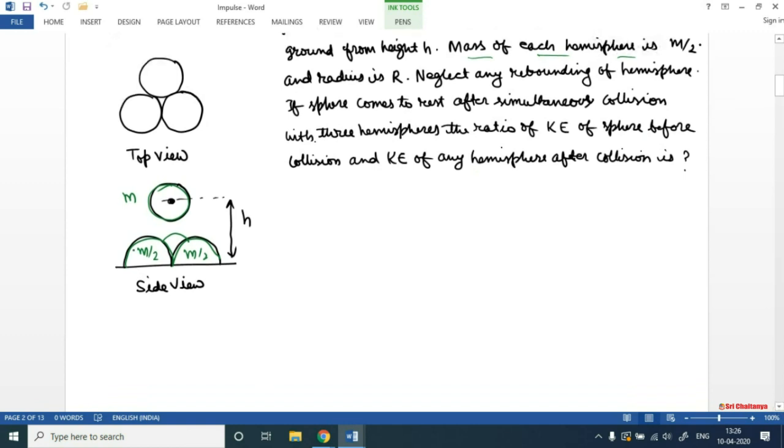These three hemispheres are lying on the horizontal surface. Let's say the center of one hemisphere is A, another is B, and another is C. These three points form an equilateral triangle on the ground, with side equal to 2r. Just before the collision, the sphere falls symmetrically over it, so at that instant the center of the sphere would be somewhere over here. Let's say the center is at D.